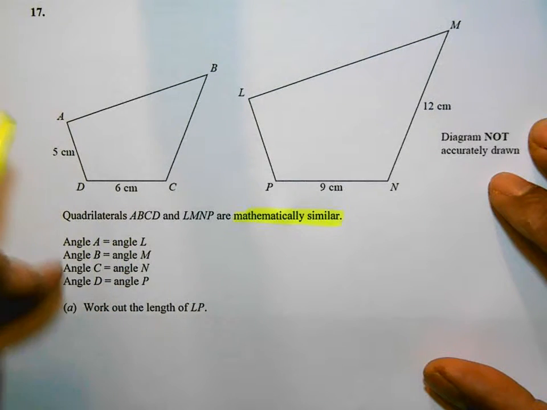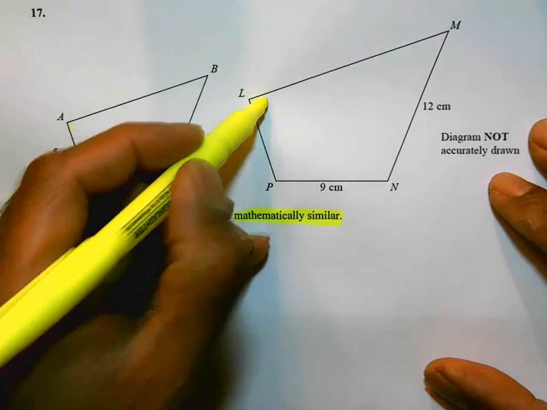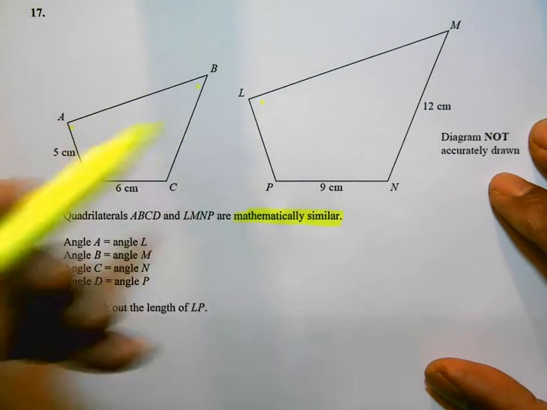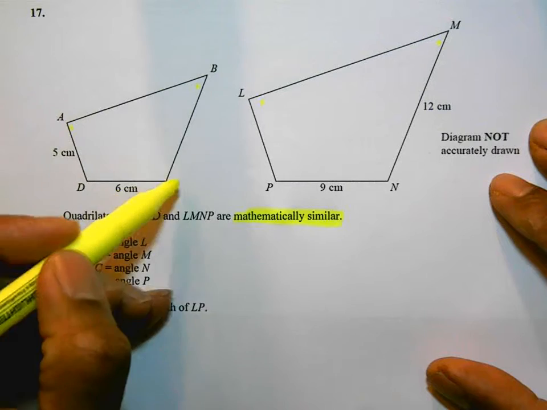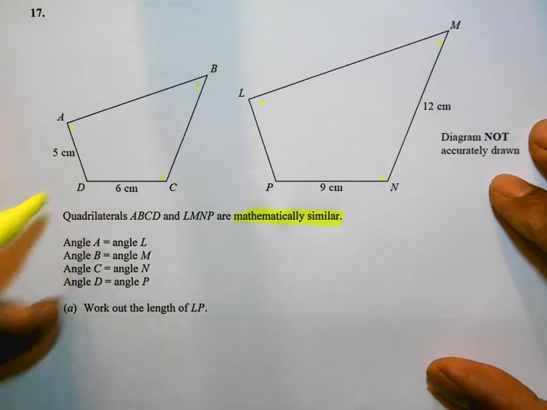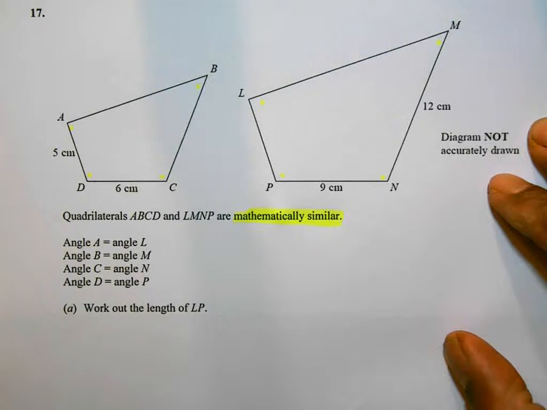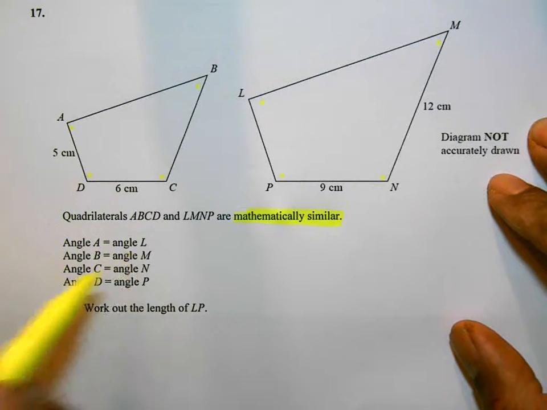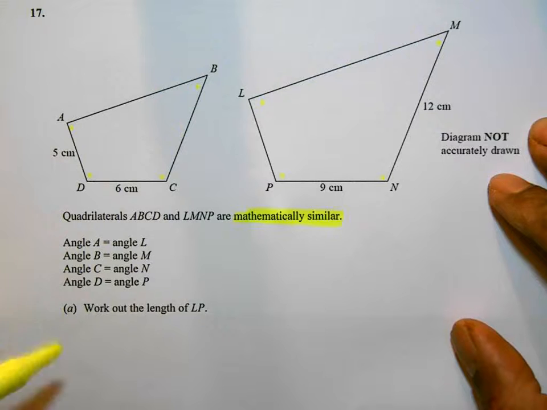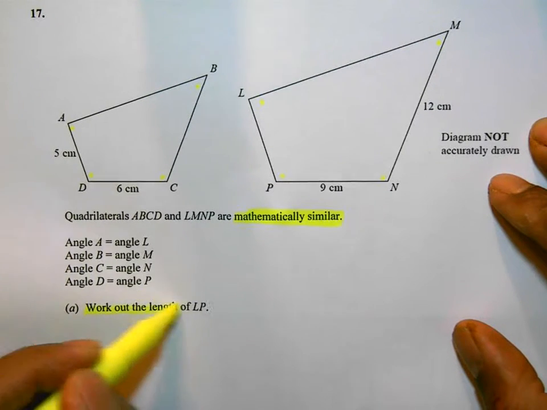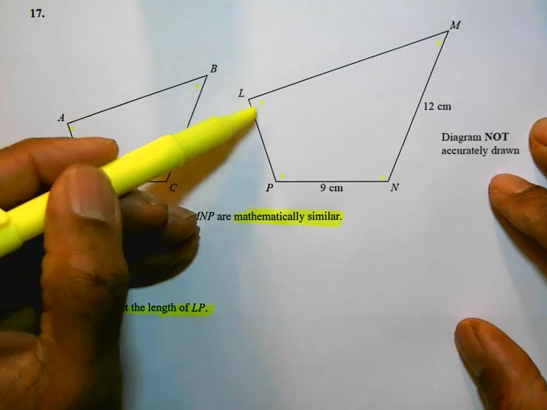Angle A and angle L are equal. B and M are equal. C and N are equal. And D and P are equal. And you should expect that. They've not given you any new information there, because if they're similar shapes, the corresponding angles should all be the same. They want us to work out the length of LP.